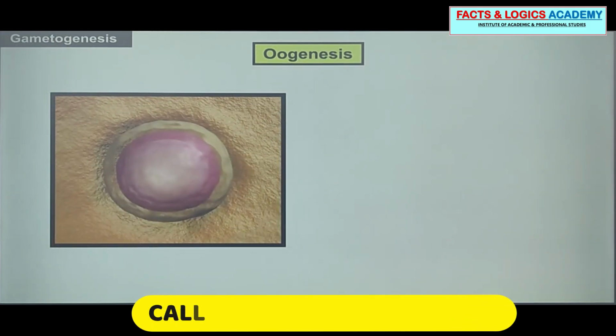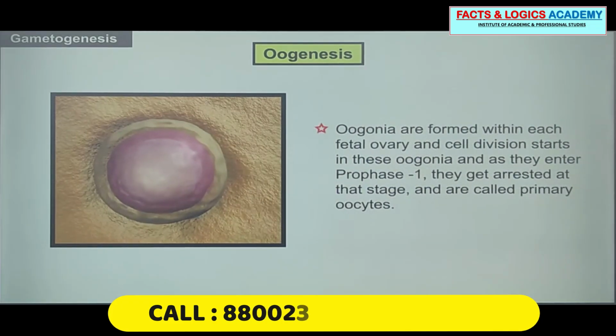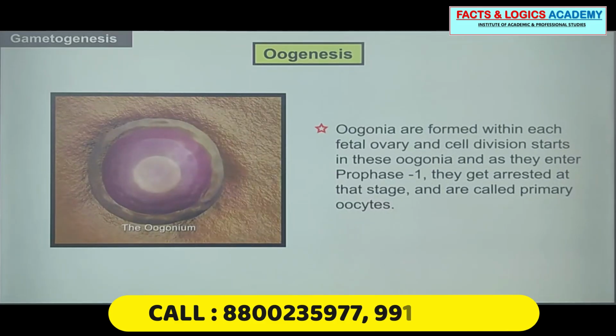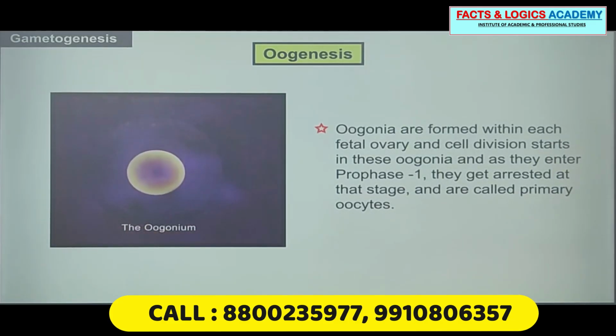Yes, a couple of million gamete mother cells called oogonia are formed within each fetal ovary, and no more oogonia are formed or added after birth. Cell division starts in these oogonia, and as they enter prophase 1, they get arrested at that stage and are called primary oocytes. A layer of granulosa cells surround these primary oocytes, and now it is called the primary follicle.